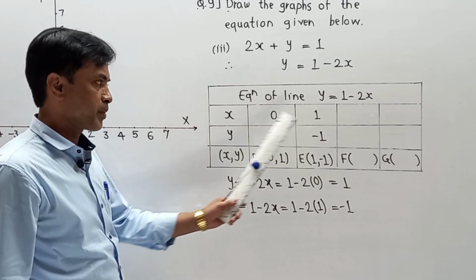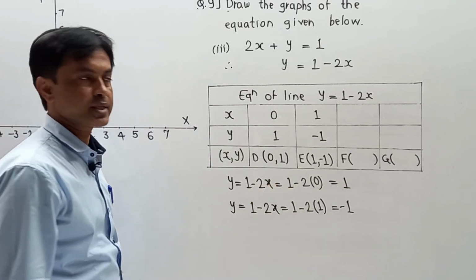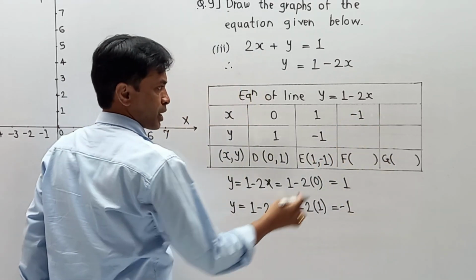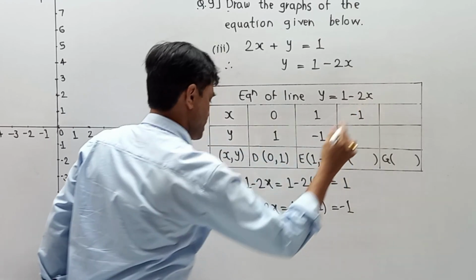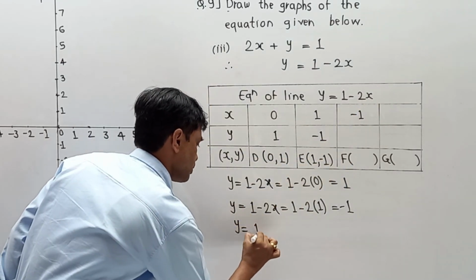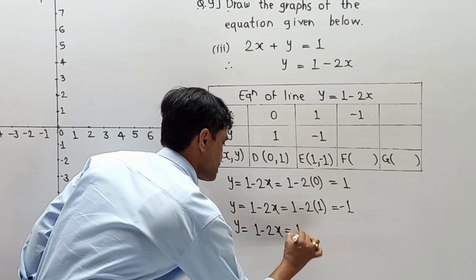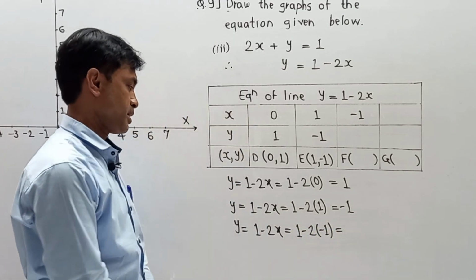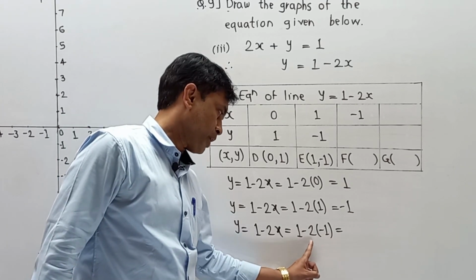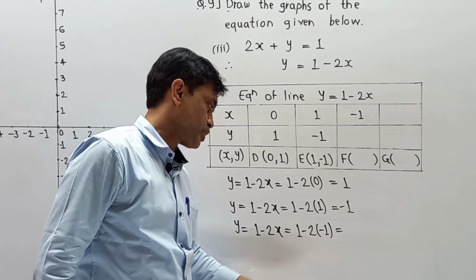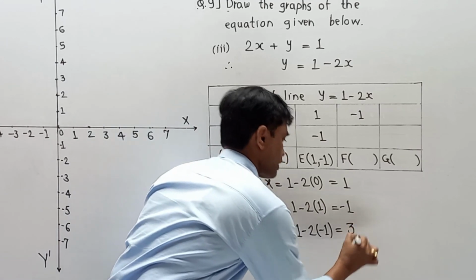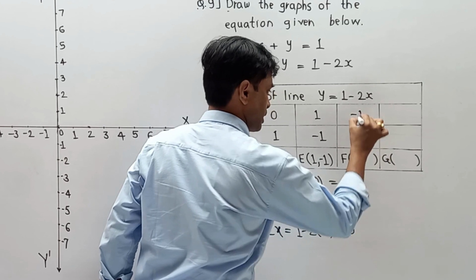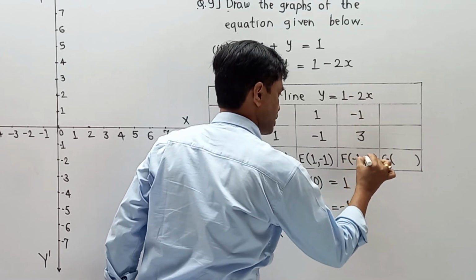Now as I have kept the value of x as 1, I am going to keep the value as minus 1. Here the value becomes minus 1. Now if I put this minus 1 into the equation, y is equal to 1 minus 2x, means 1 minus 2 into minus 1. Now minus 2 into minus 1 is plus 2, plus 2 plus 1, it becomes 3. Automatically the value of y becomes 3, so the point becomes minus 1, 3.